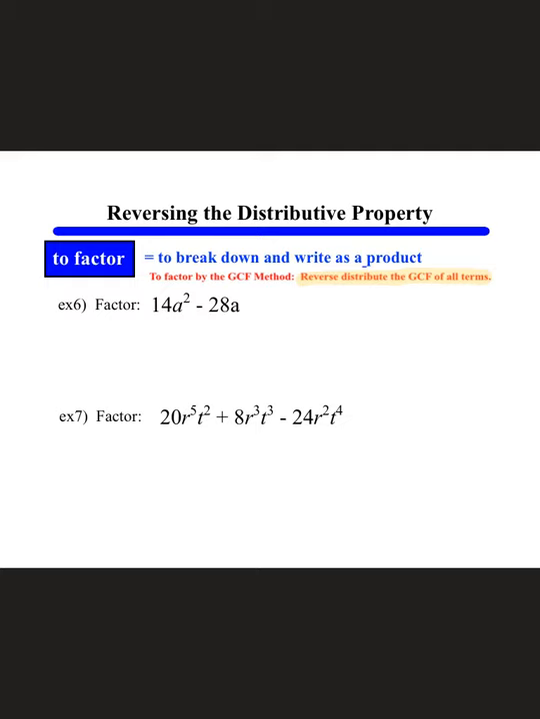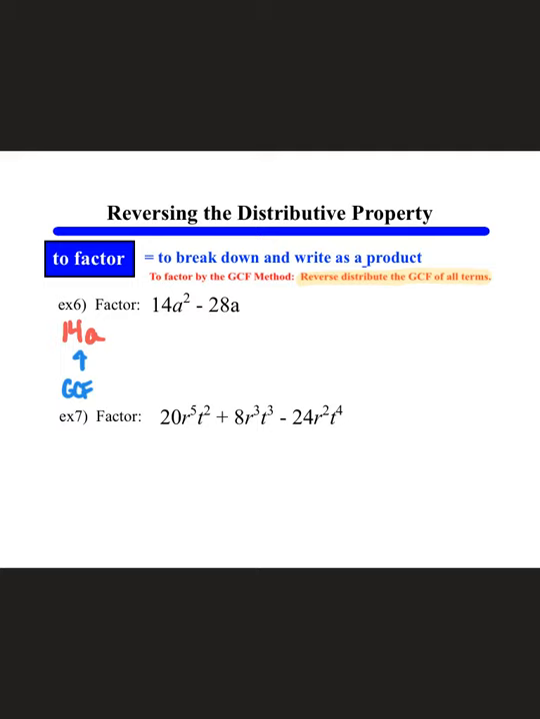So what that means is if I take 14a squared minus 28a, the first thing I want to do is figure out what is the GCF. If I look at these two terms, 14a squared and 28a, I look for the GCF between both the coefficient and the variable. Between 14 and 28, 28 happens to be a multiple of 14, so that means 14 is my GCF. When I look at the variables, a squared and a, I could take an a out of both of those. So that becomes my GCF.